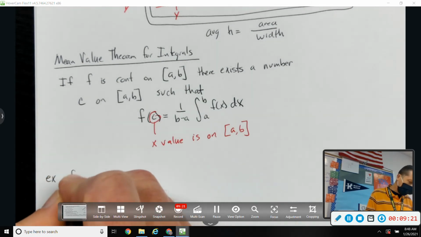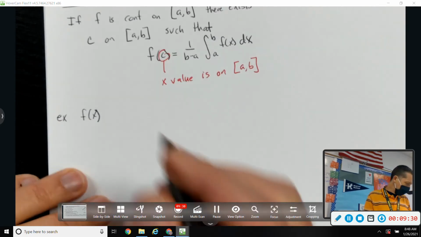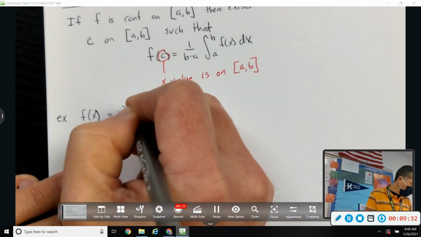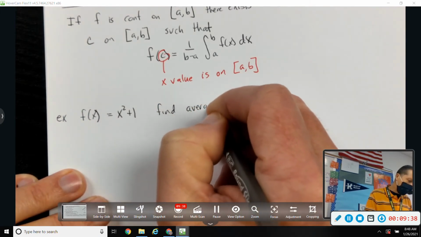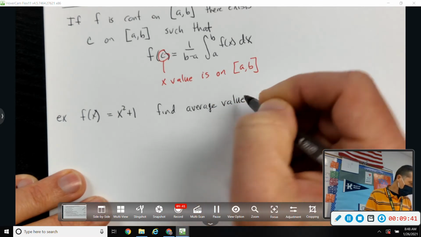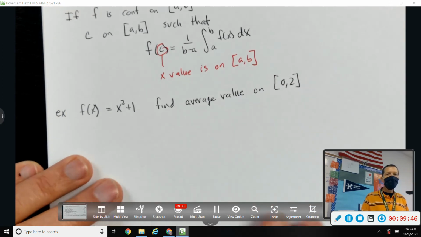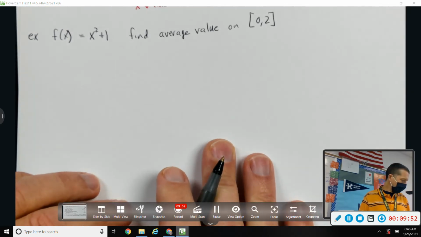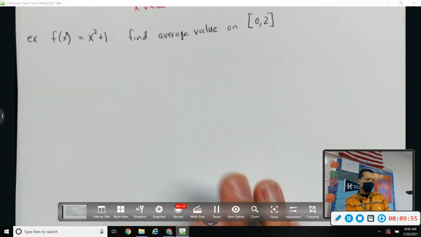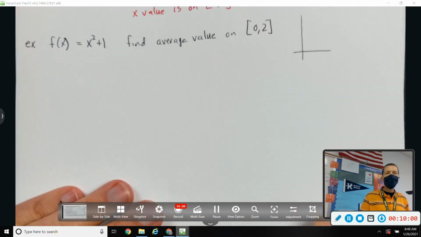Here's how these problems look. They all look pretty much the same. We'll do a couple of examples, but they're all the same type of question. f of x equals x squared plus 1. Let's find the average value on 0 to 2. We could just do this formulaically and get an answer, but let's draw a picture and see if we understand even what the question's asking. Plus, that'll help us make sense of the answer.